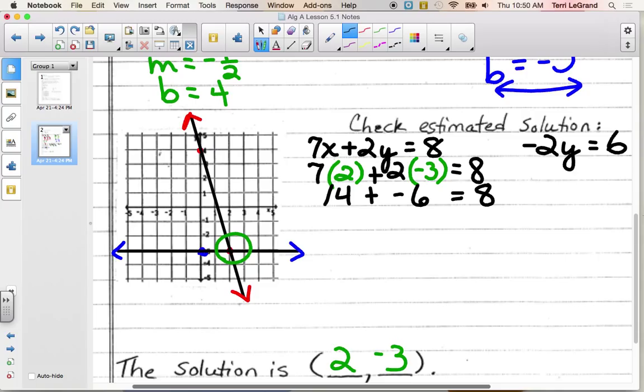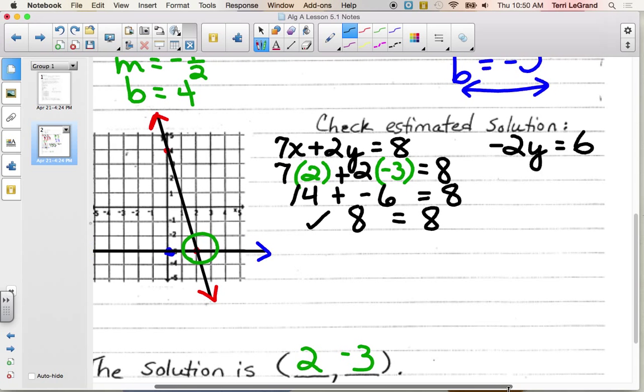This is what we do next. We don't just say, oh, 8 equals 8. We say to ourselves, what is 14 plus -6? 8. That does happen to be 8. So 8 comes down, bring our equal sign down again, bring our 8 down again and say, oh, 8 does equal 8. This one checks. But it can't just check in one of them, it has to check in both of them, because it could be on one line but not on the other, right? It could not be the actual point of intersection.